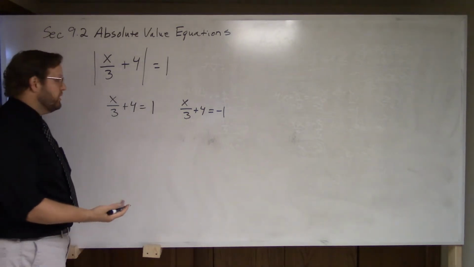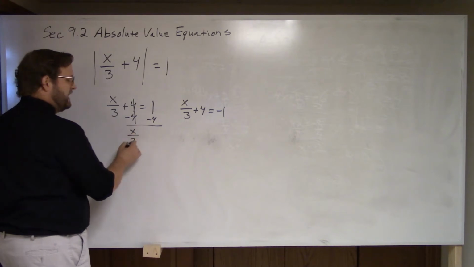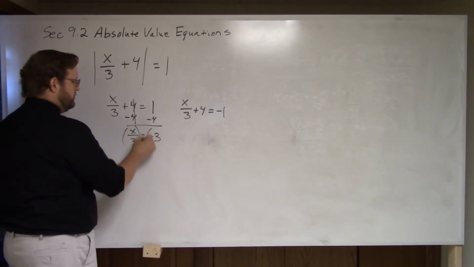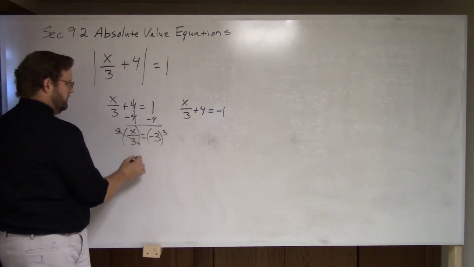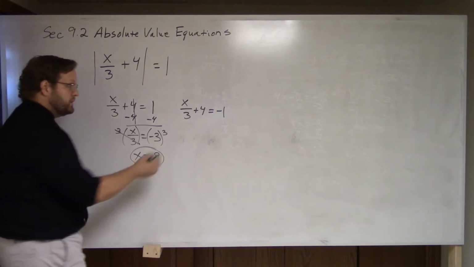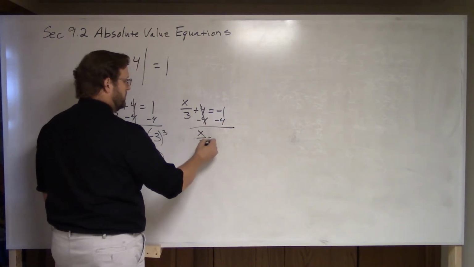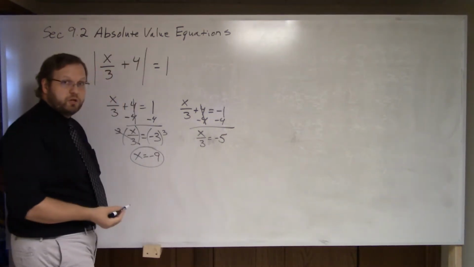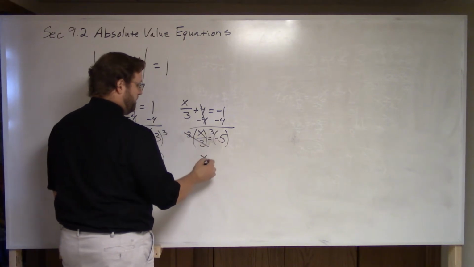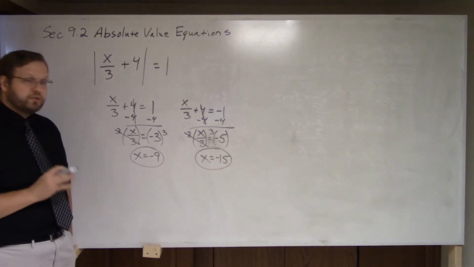And now I solve those 2 equations. So I'm going to subtract a 4. I could clear fractions first, but I'm just doing it second. And then I'm going to multiply both sides by 3. There's one answer. The next one, I'm going to subtract a 4. And then I'm going to multiply both sides by 3. And there's my answers. That's all there is to it.